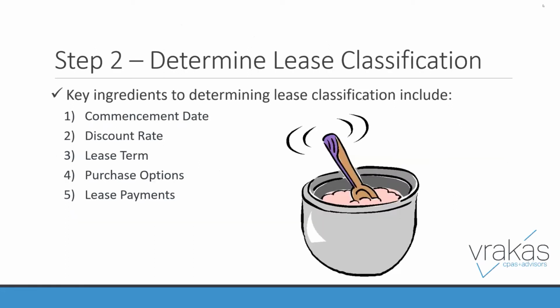Step 2 in the model is to determine the lease classification. We're going to go through five key ingredients to determining that lease classification. And overall, I want to say that this is not significantly different than what we were already doing for determining the difference between an operating lease and a capital lease. Now it's called an operating lease and a finance lease, but essentially the finance lease is the same as the old capital lease.